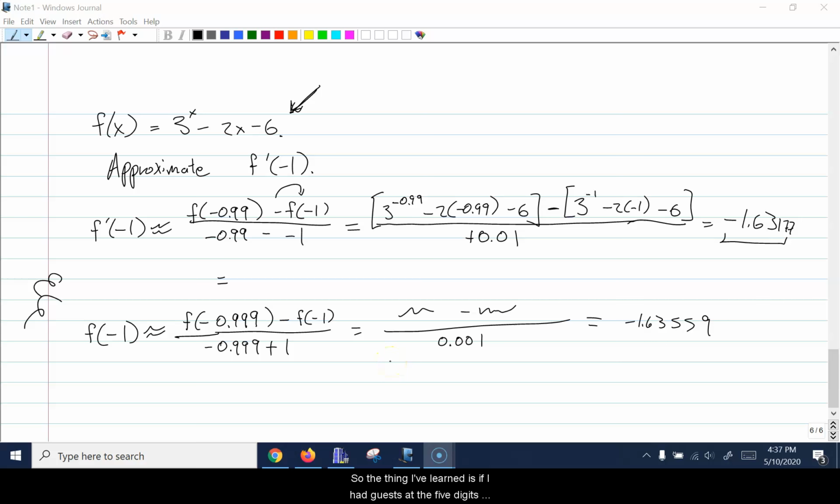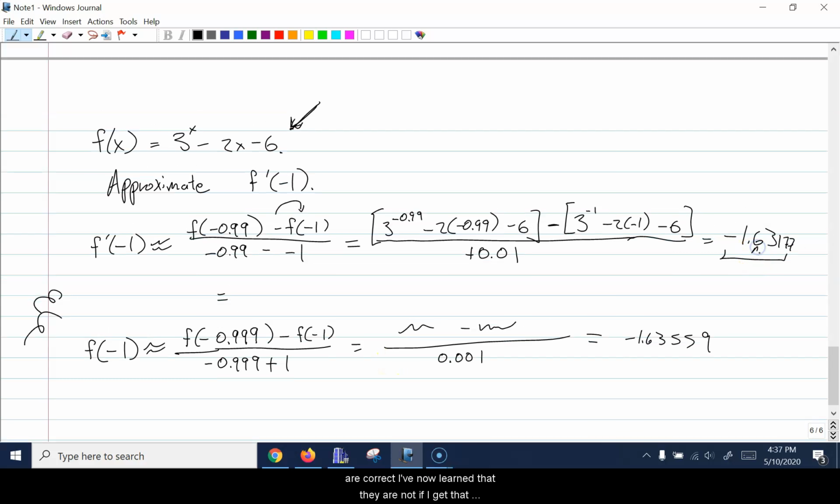So the thing I've learned is, if I had guessed that these 5 digits are correct, I've now learned that they are not. If I guessed that these first 2 digits are correct, 1 negative 1.63, maybe that is the case. I'm not sure, and I won't be sure, but I can do this a few more times with even more specific values to give myself confidence that these 2 digits are correct. For now, having done 2 in a row with these 2 digits still correct feels like good evidence.